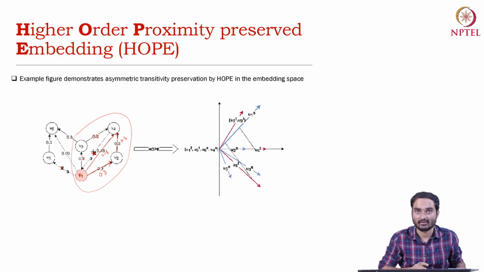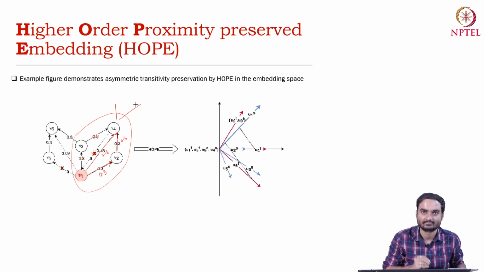So, if this is the graph, what should happen in the embedding space? Of course V3 and V2 would be closer to V1. V4 would also be closer to V1, but in a different aspect. I will discuss that aspect here. What they proposed in this algorithm is that for every node there should be two embeddings: one called the source embedding and the other called the target embedding.